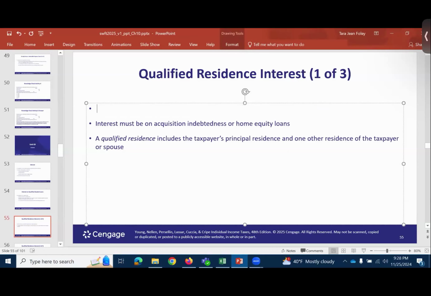When you buy the house from me and you secure a loan, indebtedness, you're in debt to the bank, you have interest on that. That's a qualified residence because you're going to live in the house. It's secured by the house that you're buying. The interest must be on the acquisition or a home equity loan, a debt for acquiring the home, or a home equity loan. Now, when you gave me the $60,000, right?